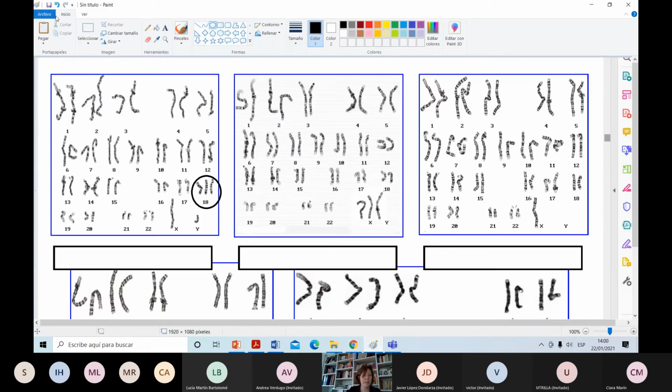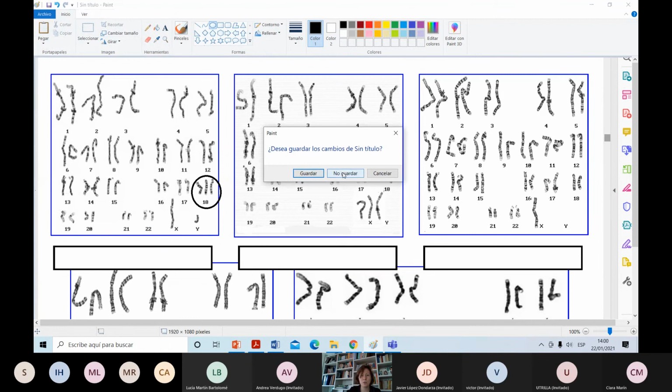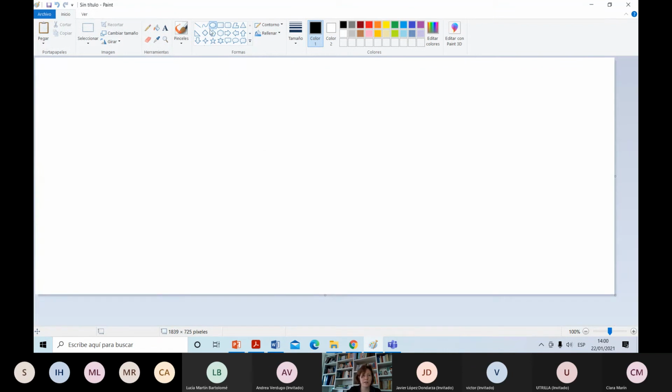When does the syndrome appear? As soon as the zygote is formed. So if I have this, it is going to turn into the zygote of someone suffering the Down syndrome.